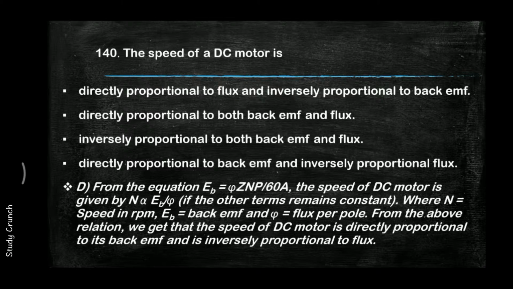Next, the speed of a DC motor is directly proportional to back EMF and inversely proportional to flux. So from the equation Eb is equal to phi ZNP by 60A, the speed of a DC motor is given by N is directly proportional to Eb by phi, where N is the speed in RPM, Eb is the back EMF and phi is the flux. So from the above relation we get that the speed of a DC motor is directly proportional to the back EMF and inversely proportional to the flux.